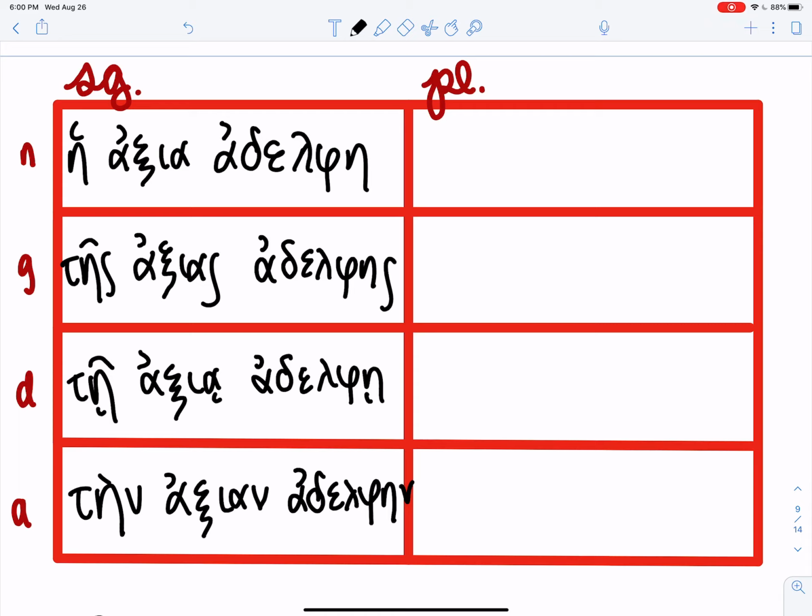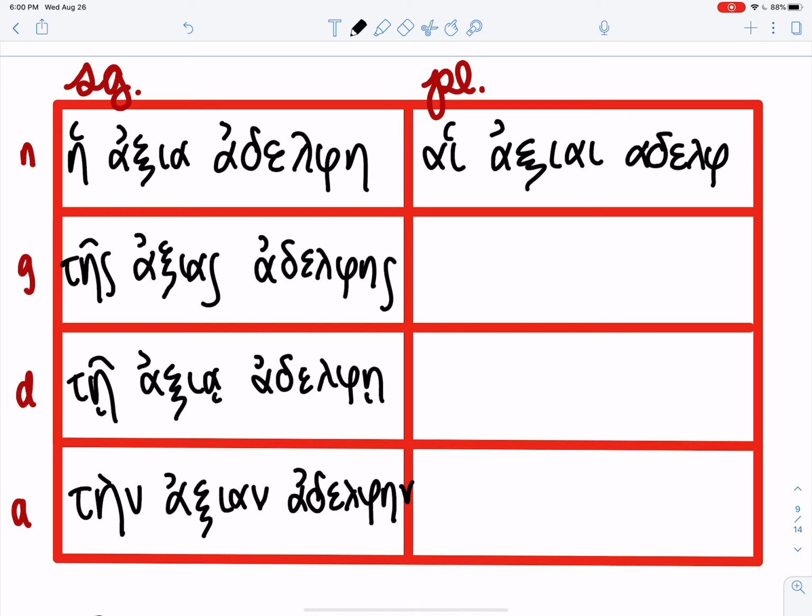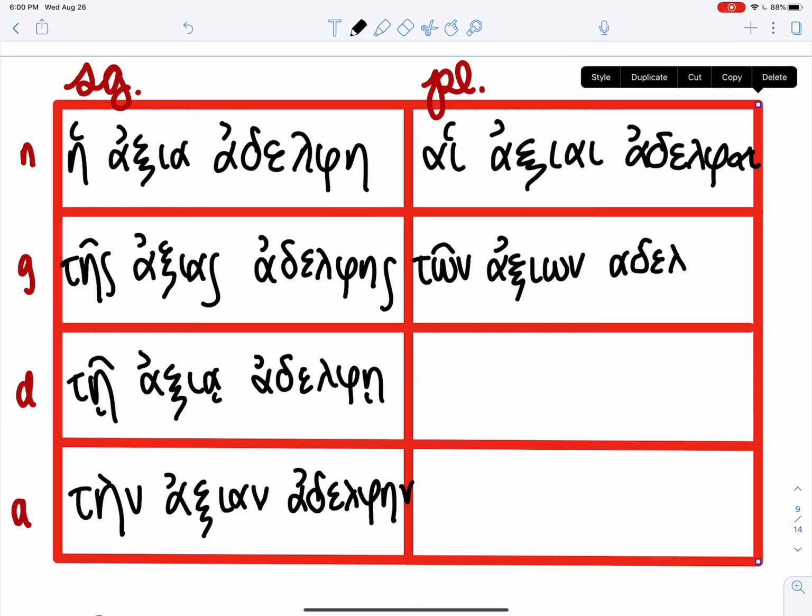Okay, in the plural, we have hoi, oxii, adelphi. Then ton, oxion, adelphon.